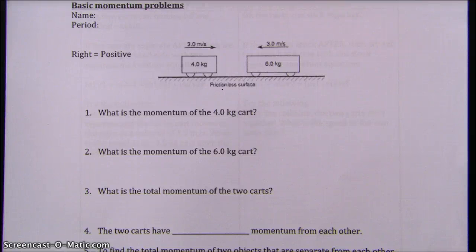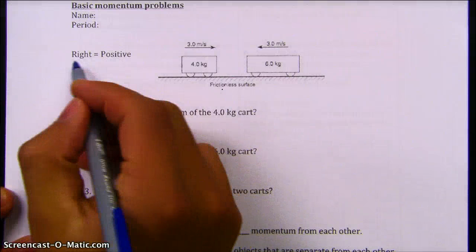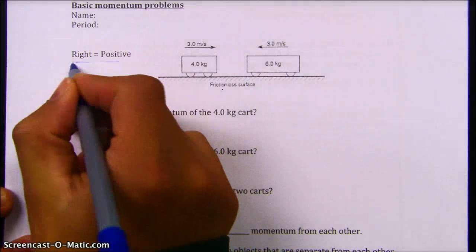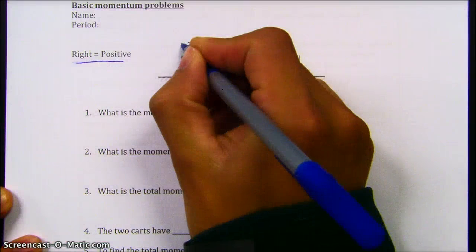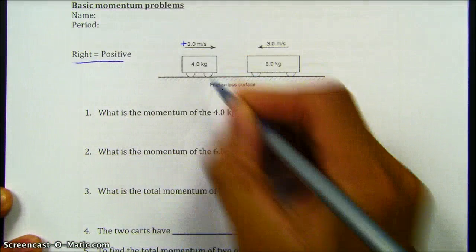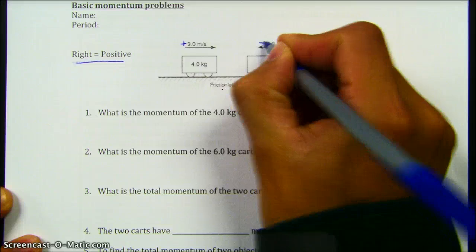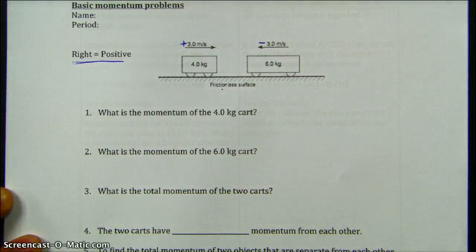Alright, we have to learn how to make some basic momentum problems. So let's take a look at this example. We're going to run through it totally together. It says here that right is positive, so let's just make that change really quick. This is going to the right, so it's positive. This is going to the left, so it's negative.